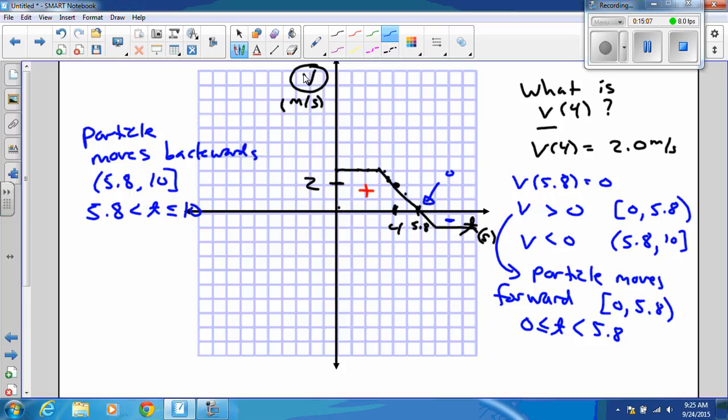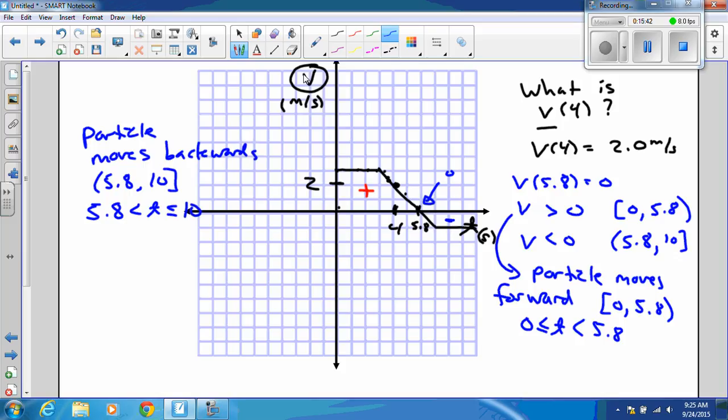So in terms of analysis of the motion of the particle, this is a pretty complete analysis right here. And it really happens in two steps. First, I determine signs of velocity, and then I interpret those signs of velocity in terms of forwards or backwards motion. If I know that my particle is moving in a vertical direction, then I would interpret positive velocity as moving in the positive direction, which is often up, and I would interpret negative velocity as moving in the negative direction, which is often down.